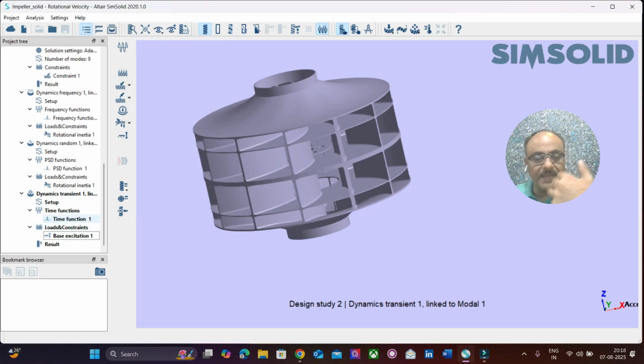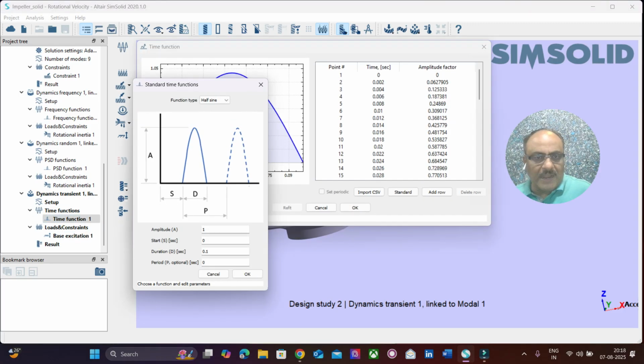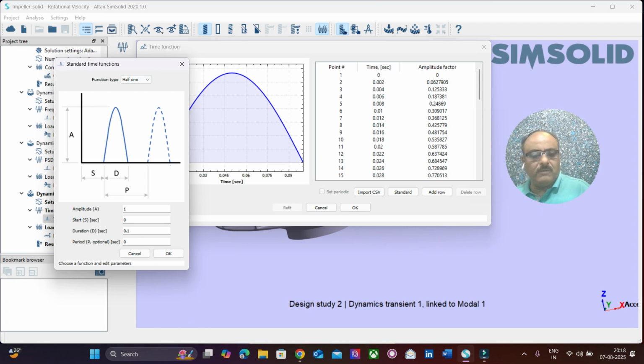Now there is a time for how long this particular g force acts on the structure, because that is what we call the base excitation. So we are applying a factor. This is the sinusoidal form. It's a half sine wave that we are giving, and we define that the amplitude factor is 1, the start time is 0 and the duration is about 0.1 seconds. So in 0.1 second, what would be the response felt by the structure? What is going to be the response of the structure? That is what we are going to perform.